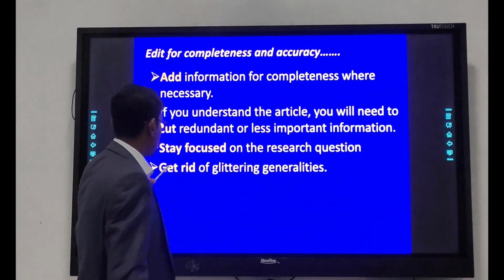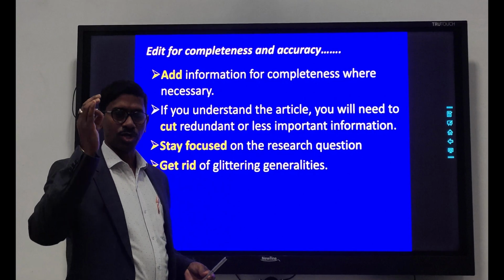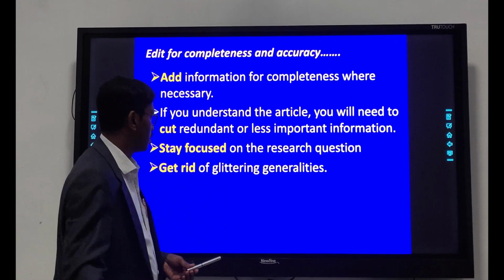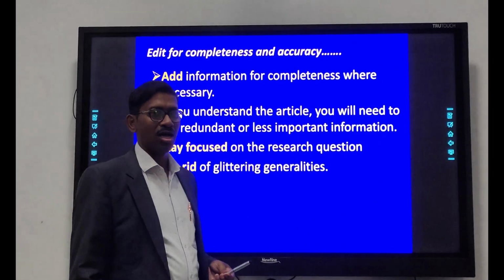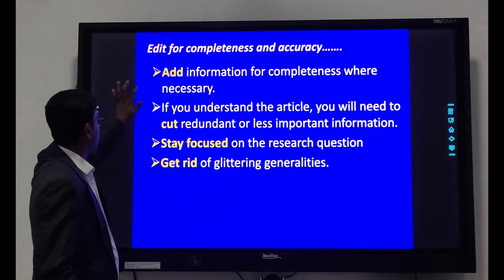Next, try to stay focused on the research question at the time of writing the summary. And another point, get rid of glittering generalities.